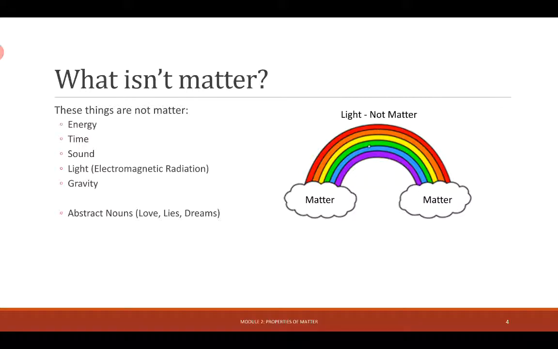If we look at this rainbow here, clouds consist of water, and so those are matter, but the rainbow light here is not matter. That is light. That's electromagnetic radiation that happens to be in the visible region of the electromagnetic spectrum. It is not matter.